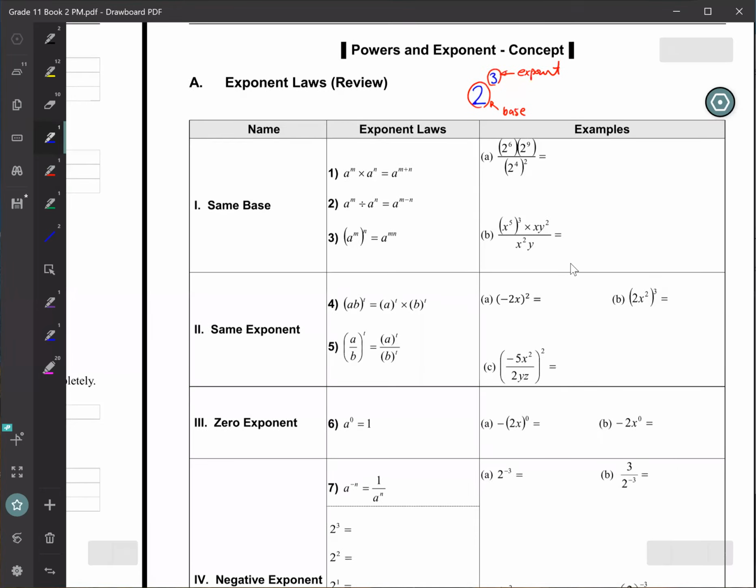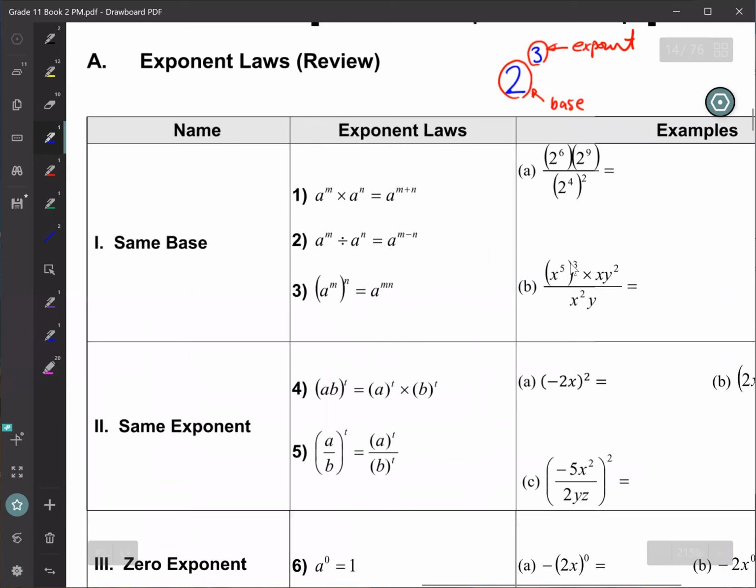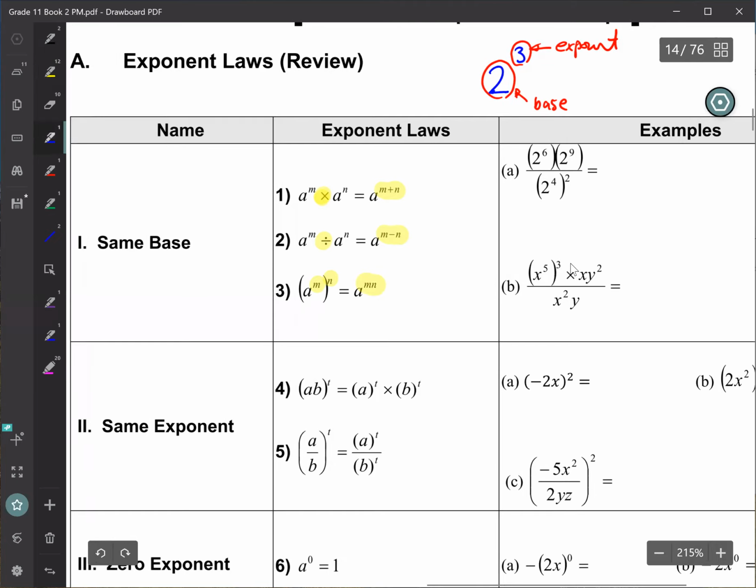So the first group is called the same base. That's used to simplify same base. When you have the same base and they are multiplying, the exponents need to be added. For multiplying, you add. For dividing, you subtract the exponents. If you have exponents next to each other, 2 to the m to the n, then you multiply. So use that to simplify the expression on the right side.